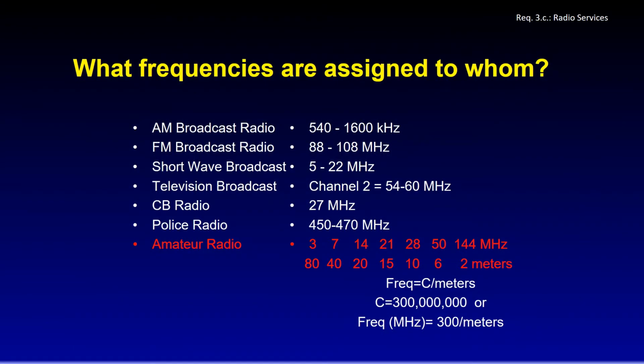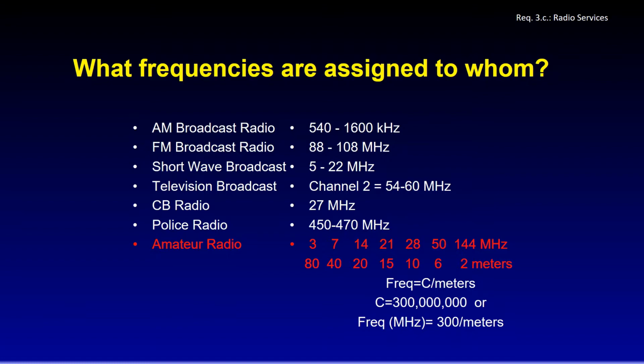Now, what frequencies are assigned to whom? The Federal Communications Commission decides that. If we look at this chart, they said that AM broadcast radio will be at 540 to 1600 kilohertz. FM broadcast radio can go from 88 to 108 megahertz. Shortwave broadcast, 5 to 22 megahertz. Television broadcast channel 2 is 54 to 60 megahertz. CB radio is 27 megahertz. Police radio is 450 to 470 megahertz.